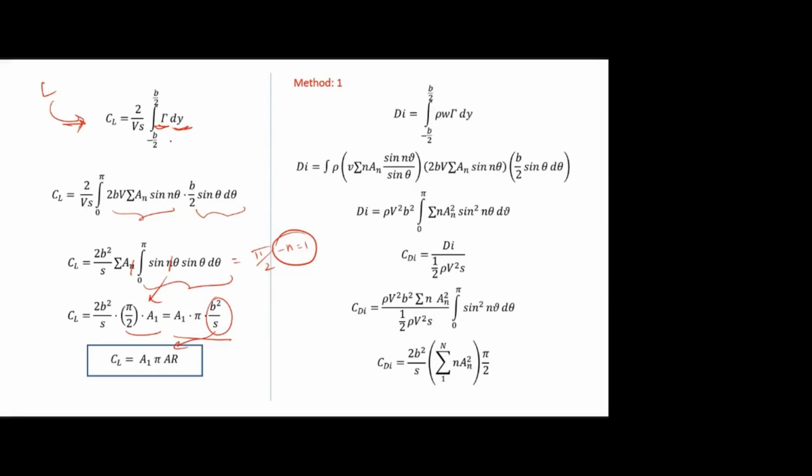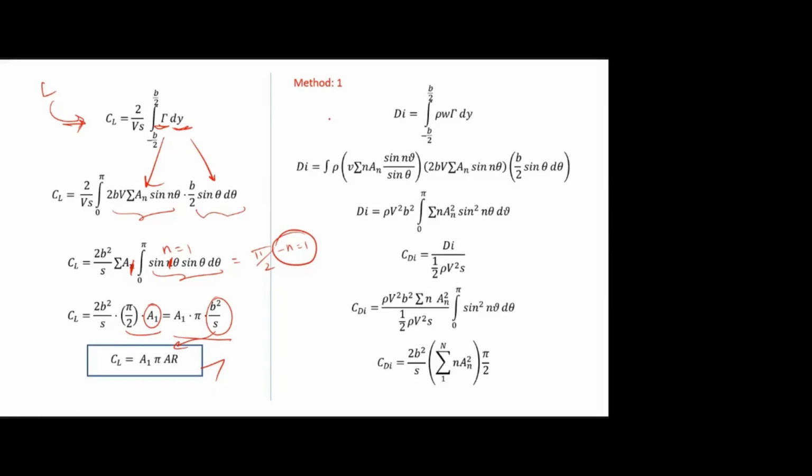So straight away substitute gamma and dy. Then integral. So if n is equal to 1, then the solution is pi by 2. Substitute n is equal to 1 everywhere. Okay, I'm getting a1 and pi by 2. Simplify, you will get CL is equal to a1 pi AR. So CL also we found.